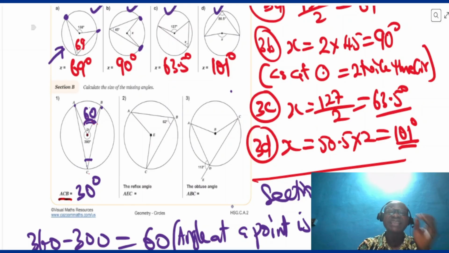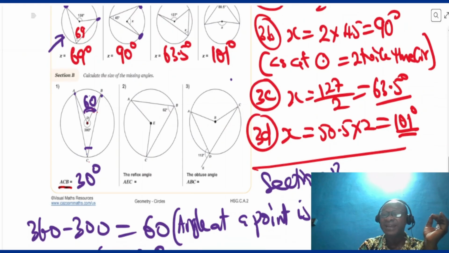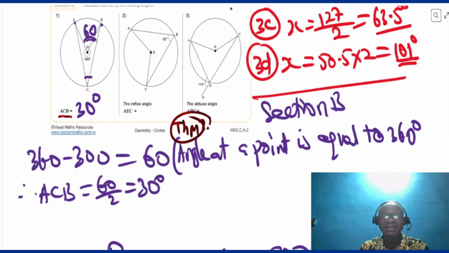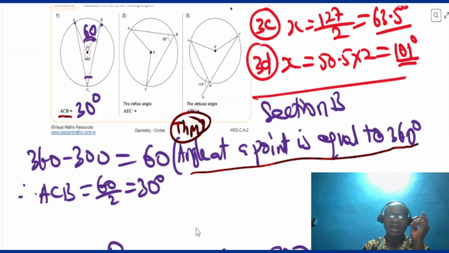That is where I gave you another important theory, meaning I have given another theory now called theorem 2. This point now can be theorem 2. Okay, theorem 2. And what does it say? That the angle at a point is equal to 360. That is one of those things you say I should summarize. But I chose to start from the beginning.